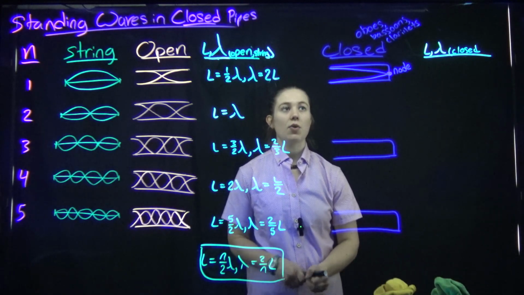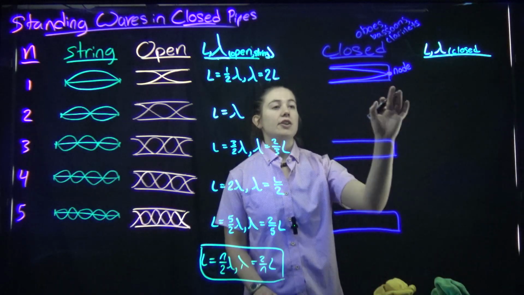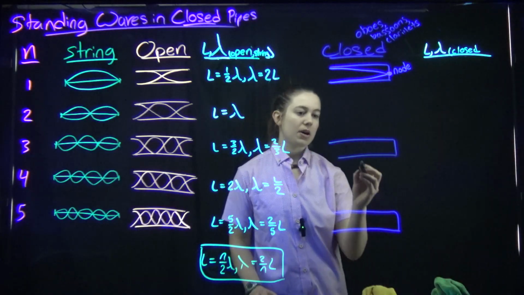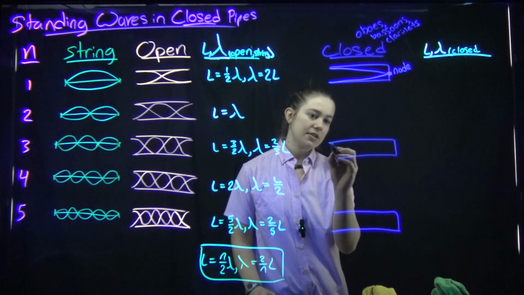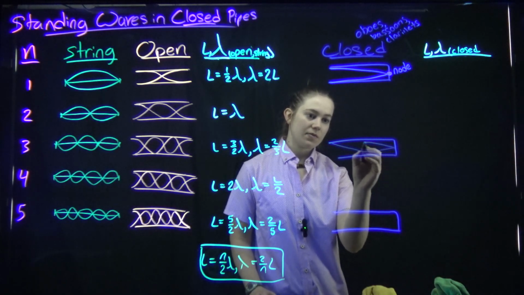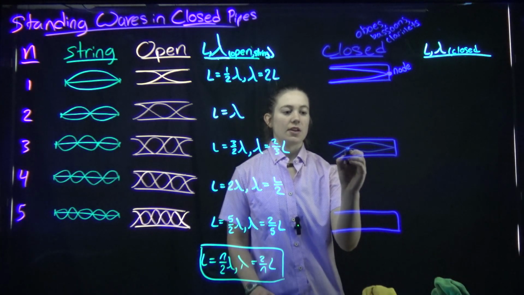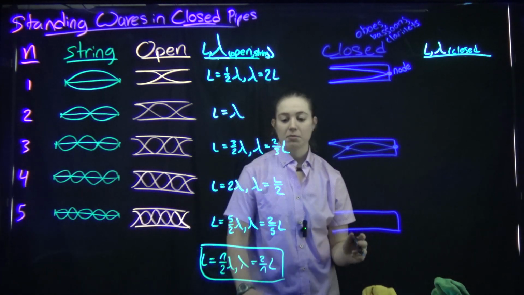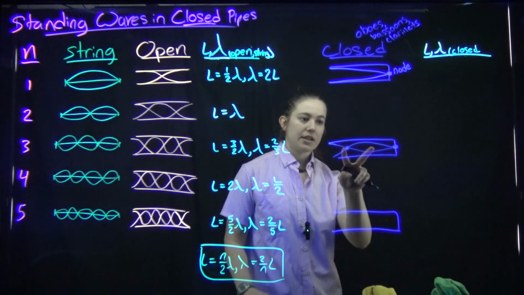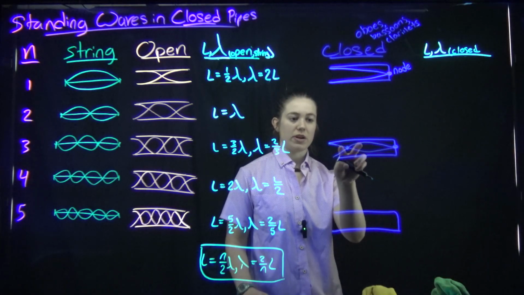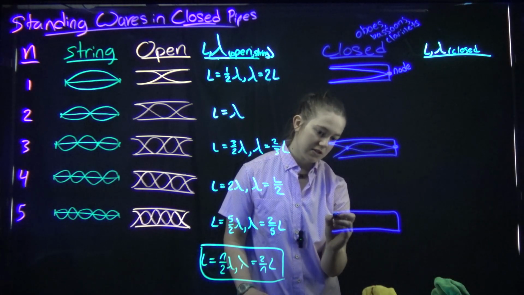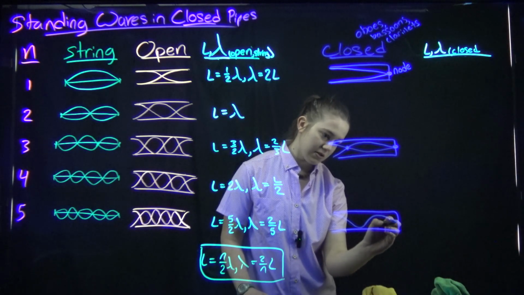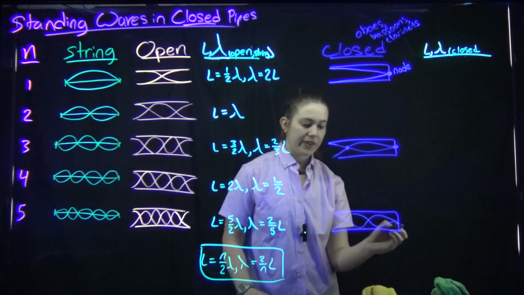Drawing harmonics for closed pipes: antinode at the open end, node at the closed end. So for our third harmonic, we will look like this, with a node here and a node there. Fifth harmonic, remember skip the fourth, is going to have 2 nodes within this and a third at the end. So it will look like that.